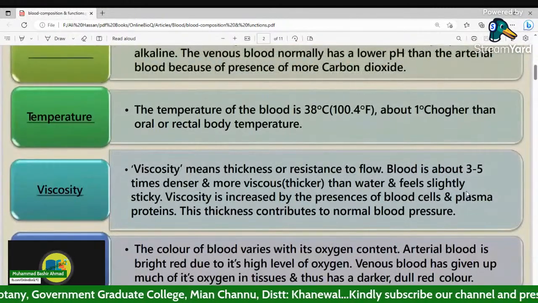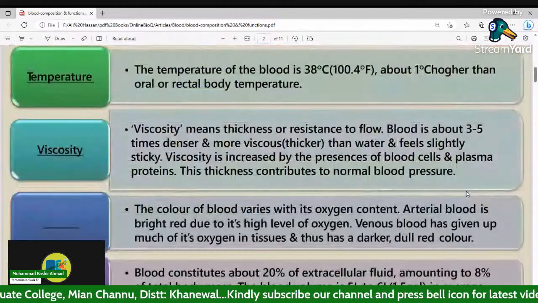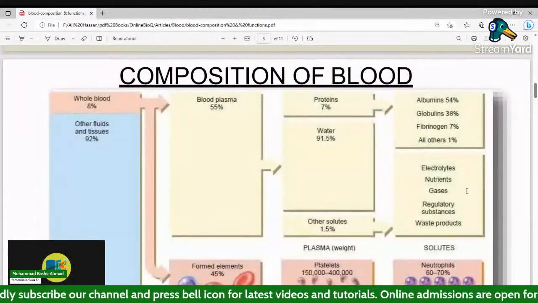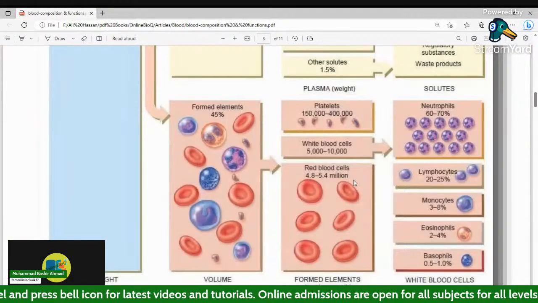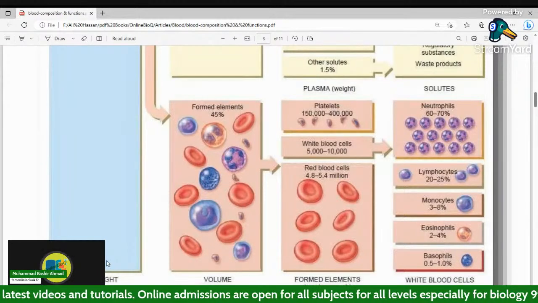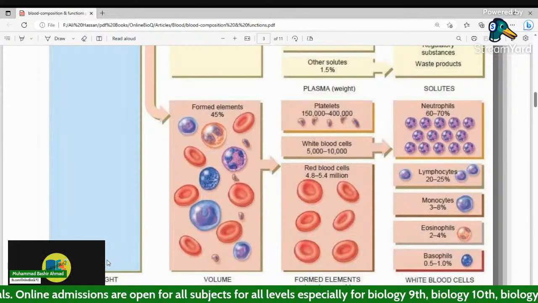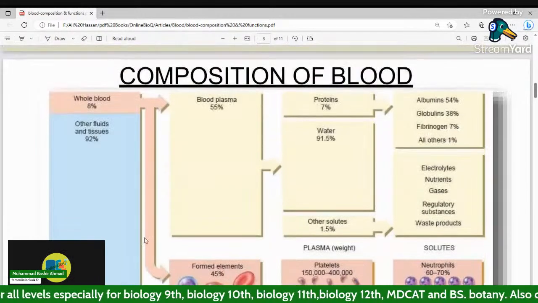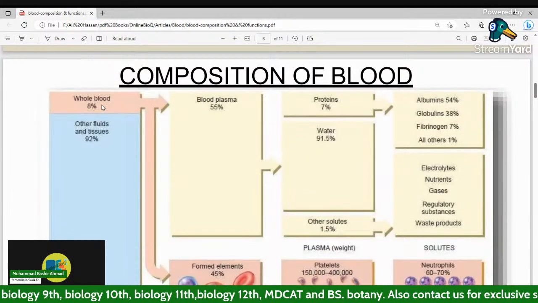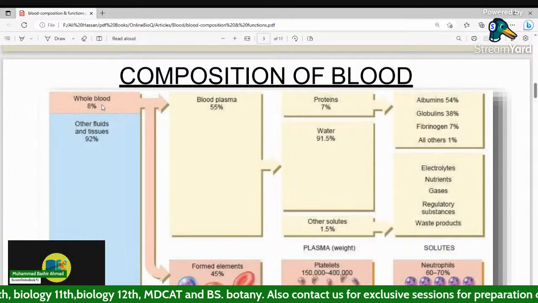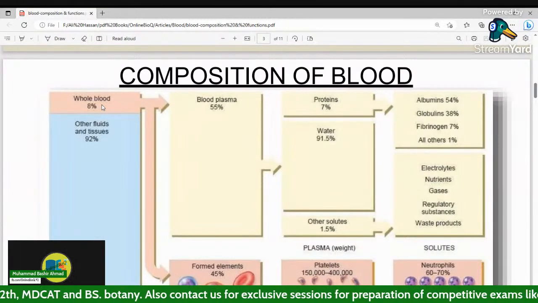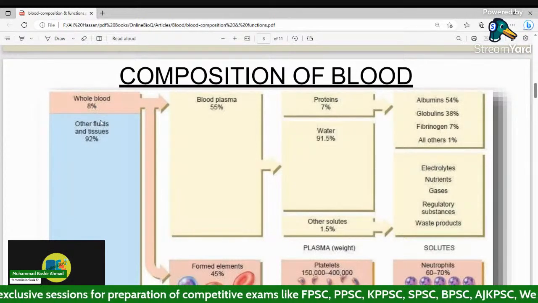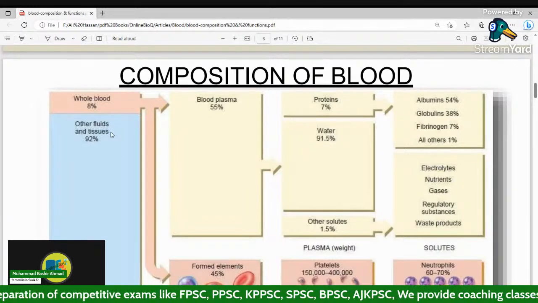So it was just an overview of some important properties of blood, and now we see composition of blood. When we describe the percentage of different components of blood on the basis of body weight, whole blood means blood cells and blood plasma. So whole blood makes 8% of body weight of an individual, while other fluids and tissues are 92%.